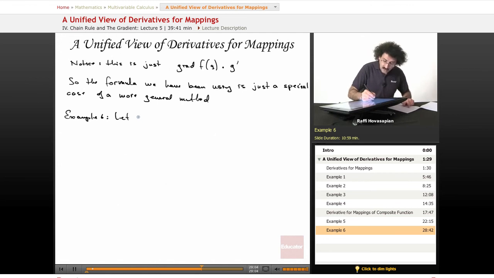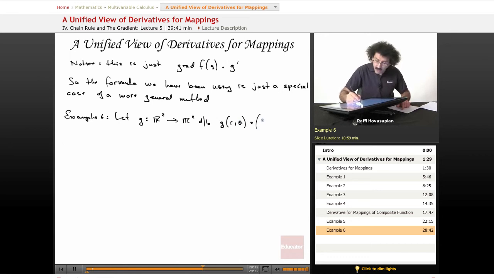So we will let G be a mapping from R2 to R2. So this time R2 to R2 will take points in 2 space and map them to points in 2 space, defined by G of r theta, I'm just going to use r theta, is equal to r cosine theta, r sine theta. So it's a function of 2 variables and you're spitting out 2 things. So this is our x and this is our y, if you will. First coordinate function, second coordinate function.